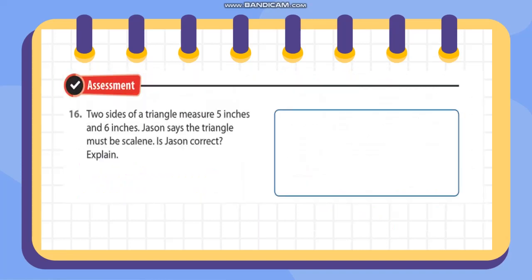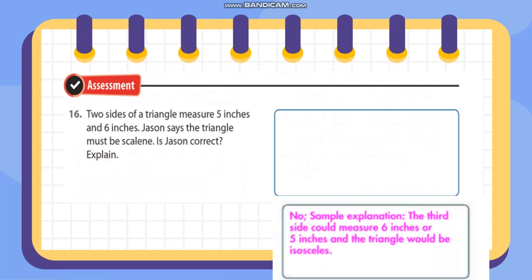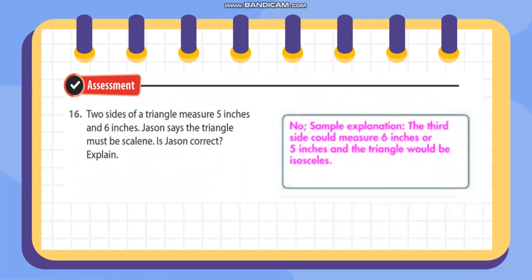Next, number 16. Two sides of a triangle measure 5 inches and 6 inches. Jason says the triangle must be scalene. Is Jason correct? The answer is no. Why? Because the third side could measure 6 inches or 5 inches, and the triangle would be isosceles if that is the case. So that's it.